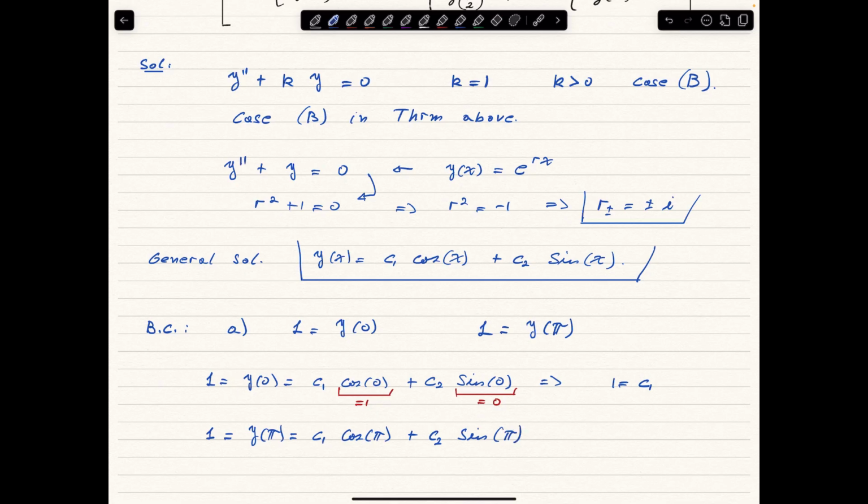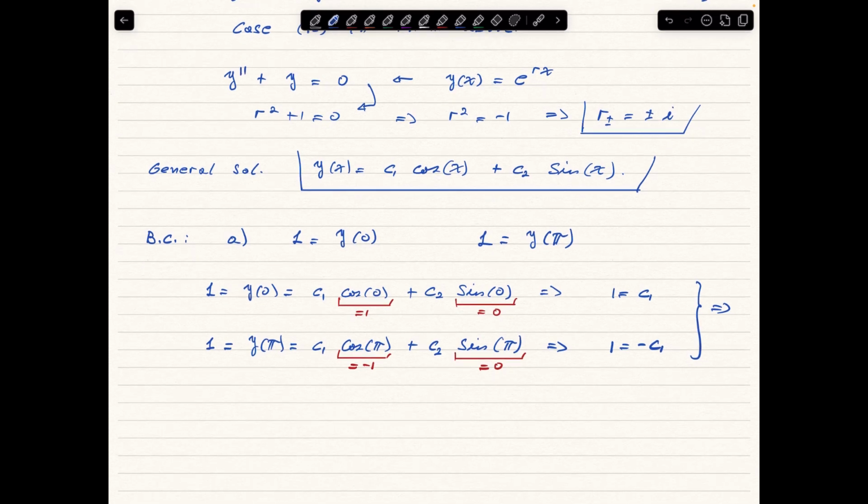Sine of pi here. But we know very well that the sine of pi unfortunately is 0, and the cosine of pi is actually negative 1. So we end up with the equation 1 is equal to negative C1. So what is it? Is C1 equal to 1 or is C1 equal to negative 1? It cannot be both. Because it cannot be both, that means only one thing: there is no solution.